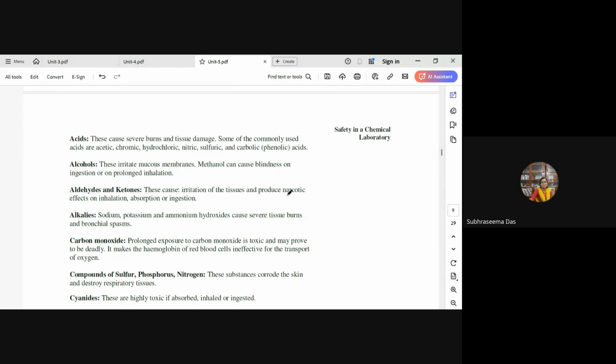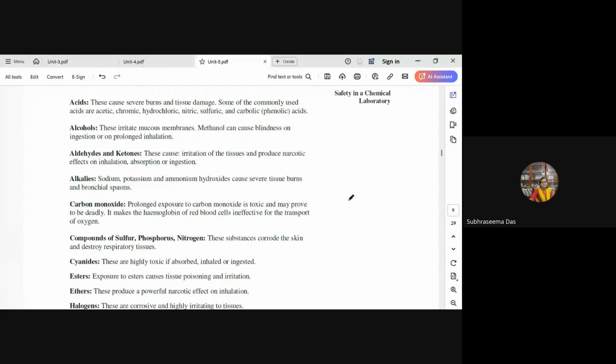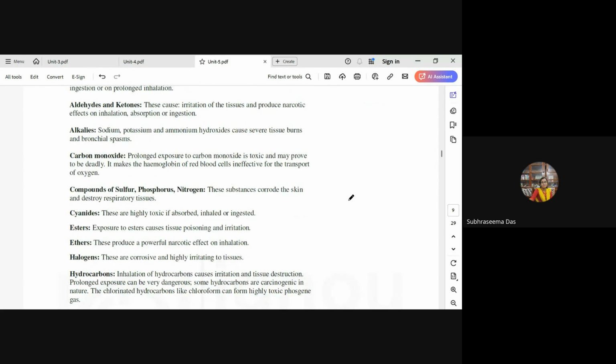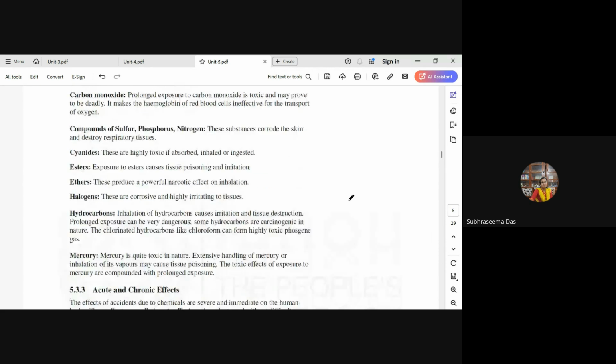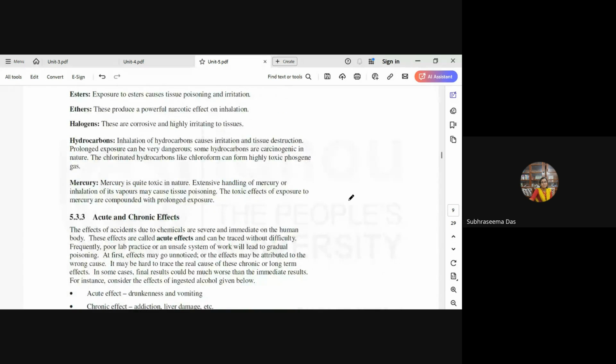Alkalis like NaOH and KOH cause bronchial spasms. Carbon monoxide makes the transport of hemoglobin in blood cells difficult, which further leads to death. Sulfur, phosphorus, and nitrogen compounds invite respiratory diseases. Cyanides are highly fatal in nature. Esters cause tissue poisoning. Ethers have a narcotic effect, and halogens are corrosive and irritating to tissues. Mercury is also quite toxic in nature, and it is followed by certain permanent defects in our body.